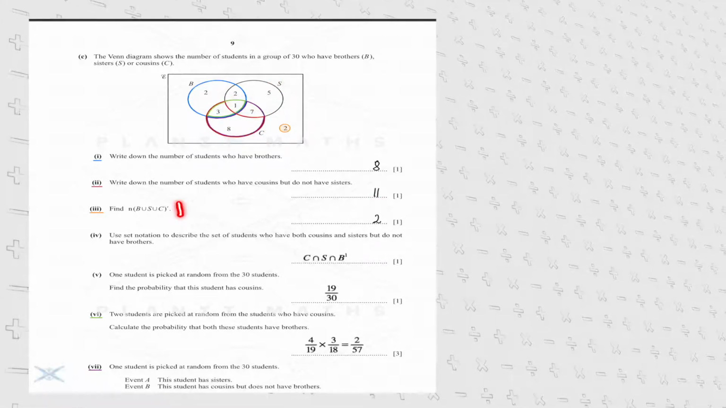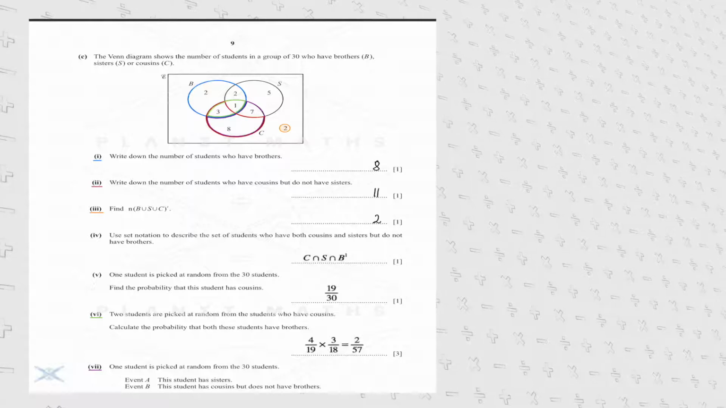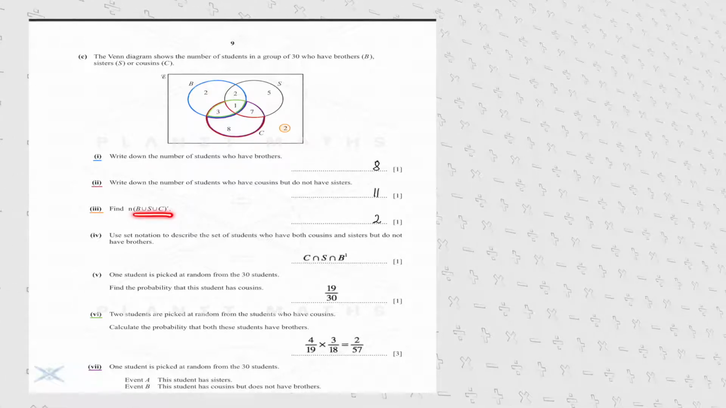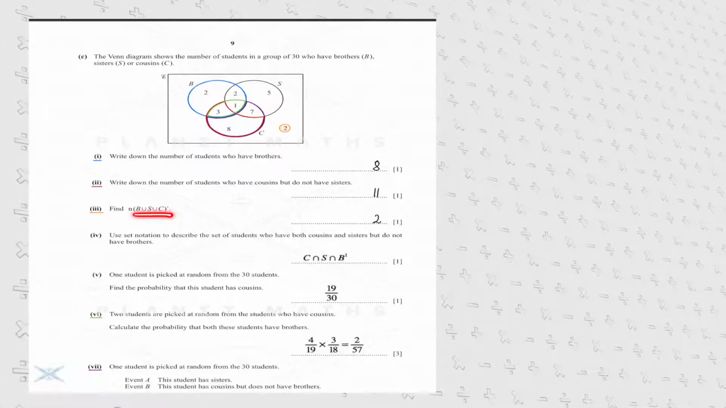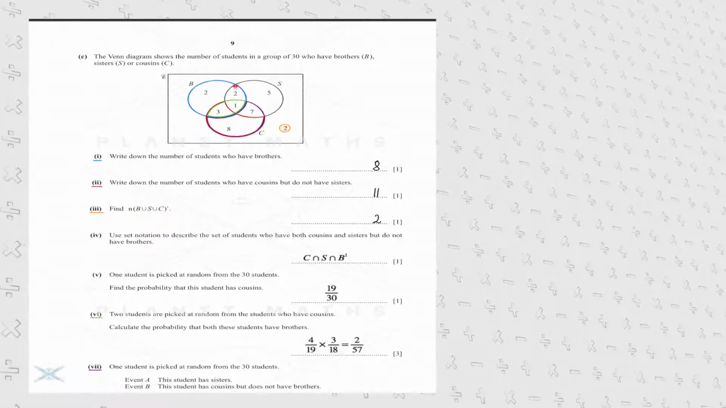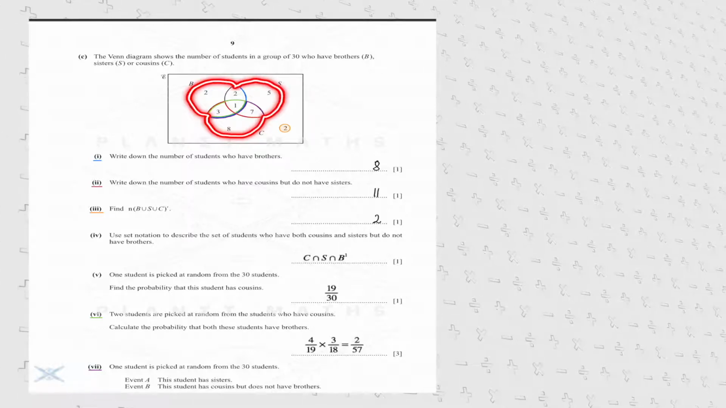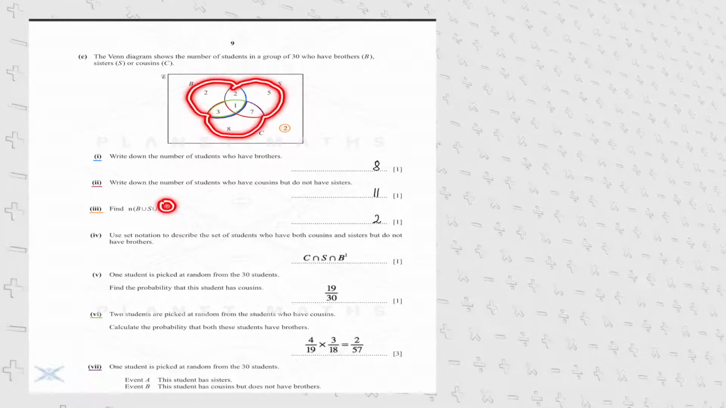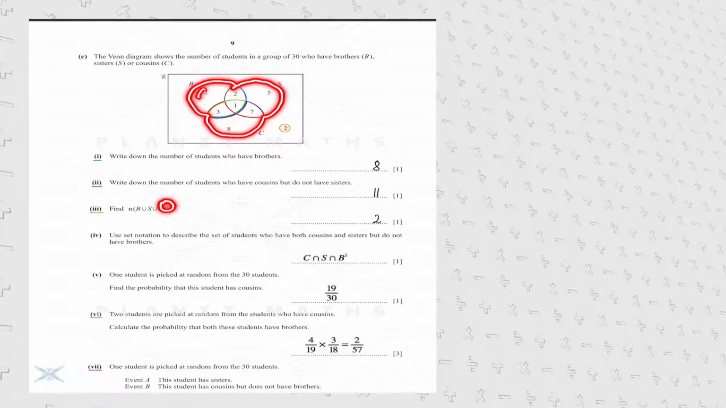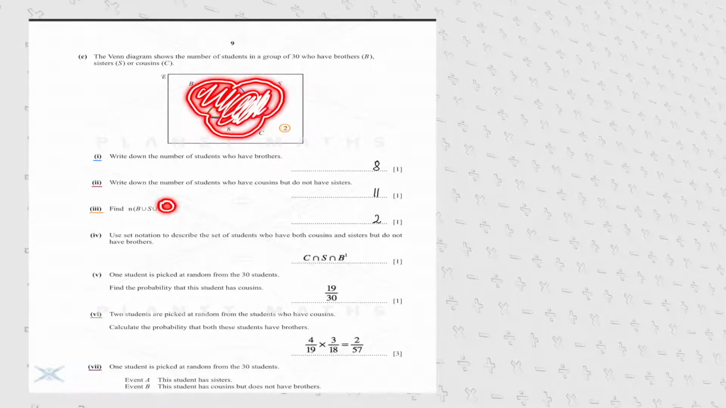In the third part, we are required to find the negation of the union of the students who have brothers, sisters and cousins. So the union of brothers, sisters and cousins would be represented by this entire part of the Venn diagram. But since we need to use the negation, we need to find the number of students that are not part of this group, which are just 2.